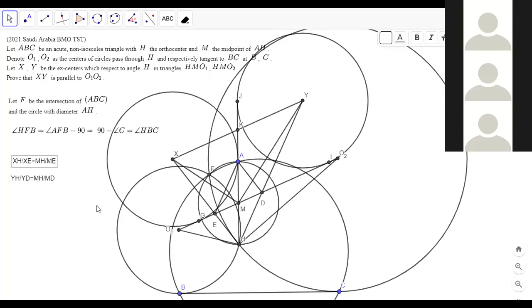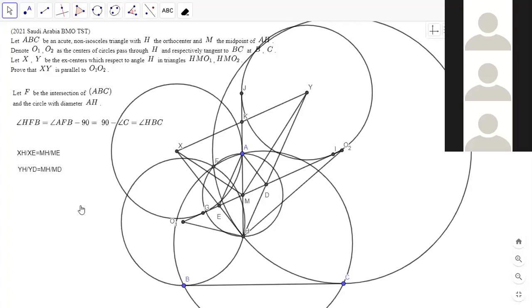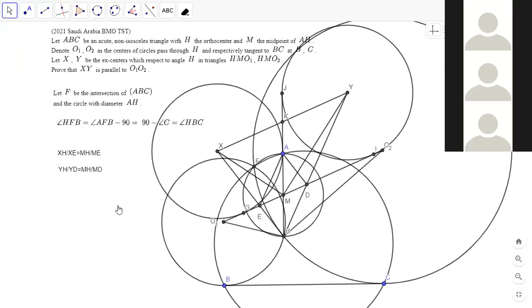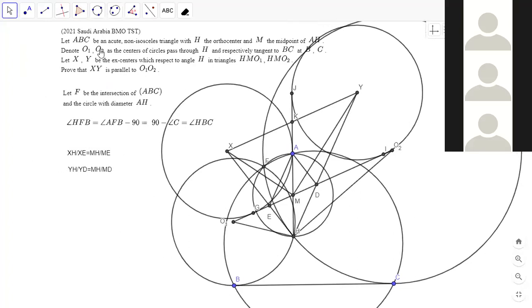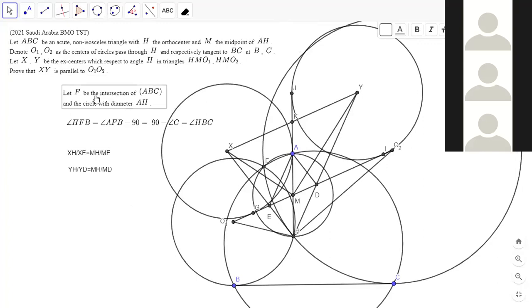All right. So let's see. Since HFB equals HBC, then, let me move this stuff over, make more room. Then that means the circle FHB is tangent to BC at B.